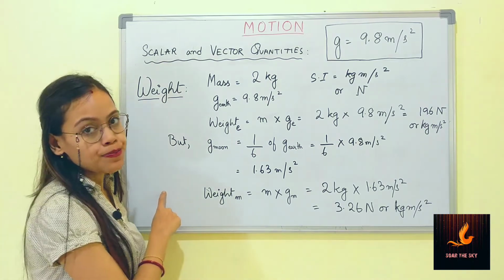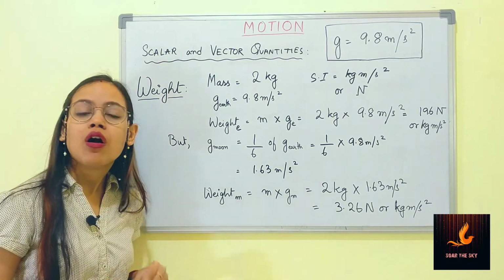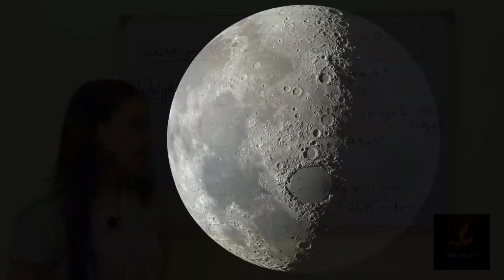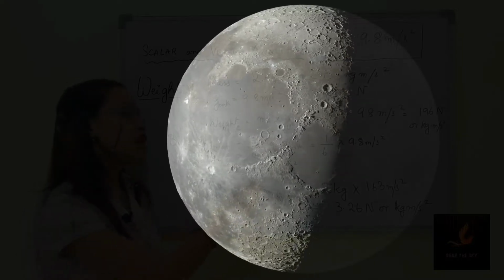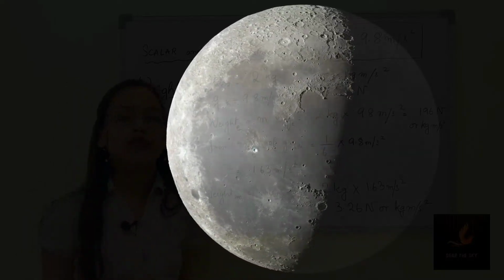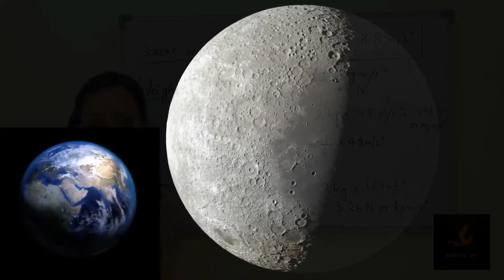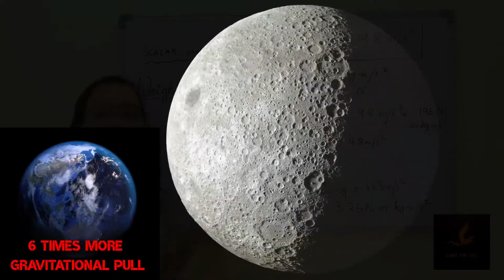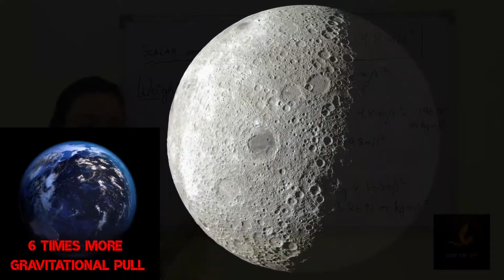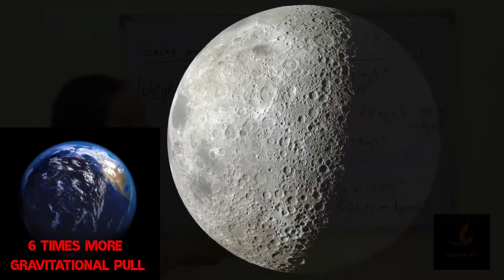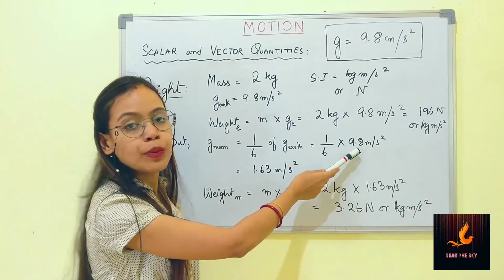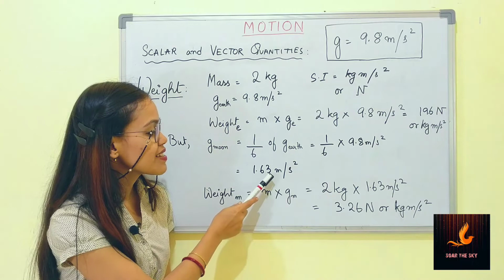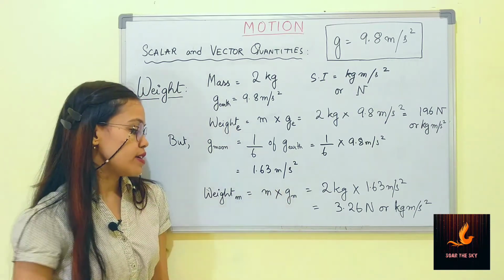Alright, but the acceleration due to gravity on the surface of the moon is 1/6 of that of Earth. That means whatever gravitational pull we experience on the planet Earth is 6 times more than that on the surface of the moon. So 1/6 of Earth's gravitational pull of 9.8 meter per second square gives us 1.63 meter per second square.